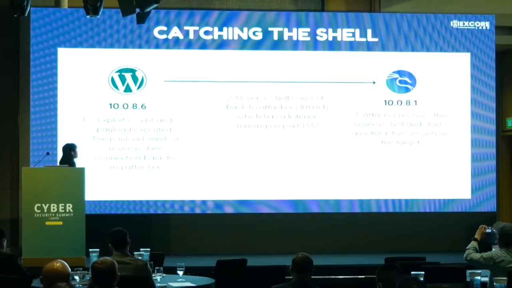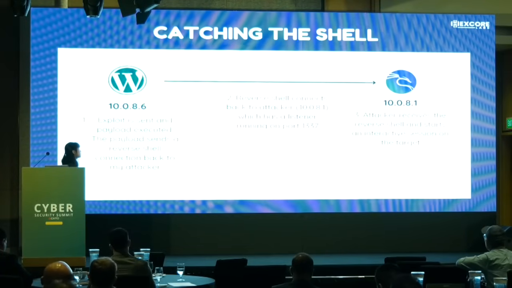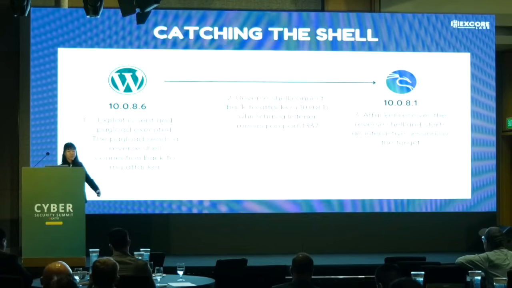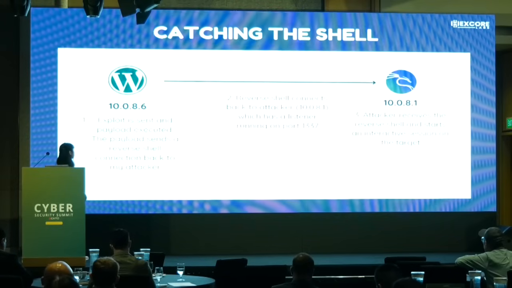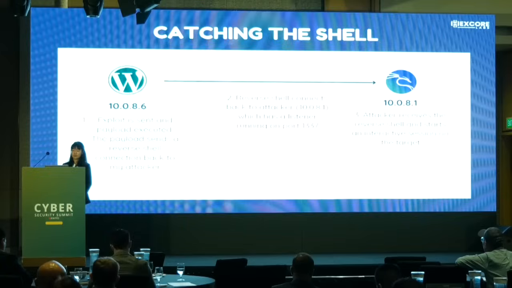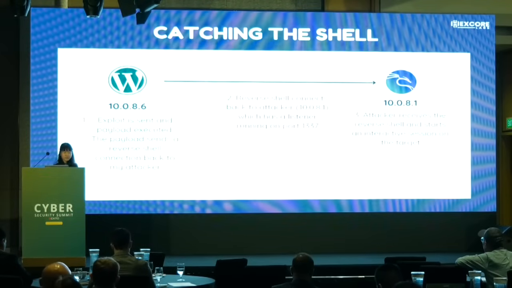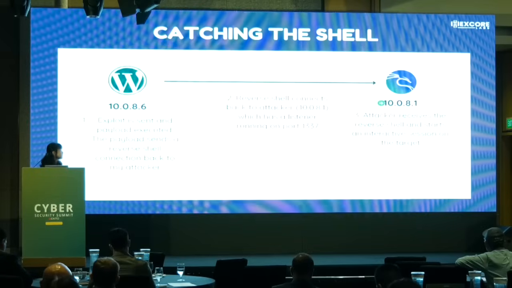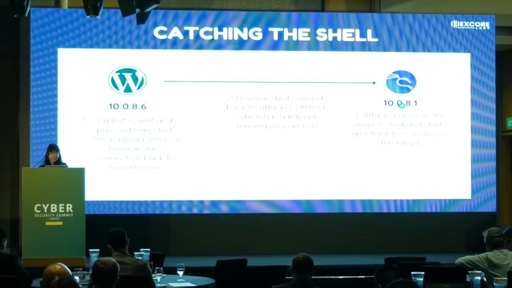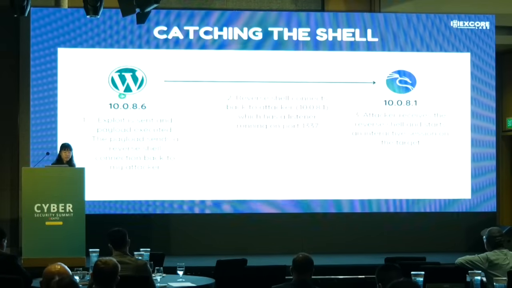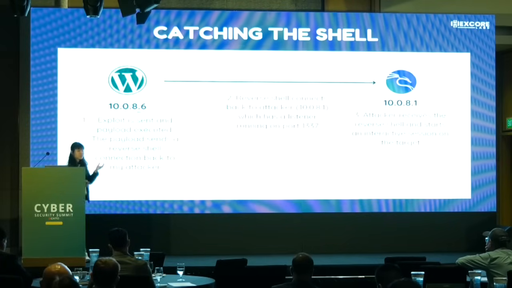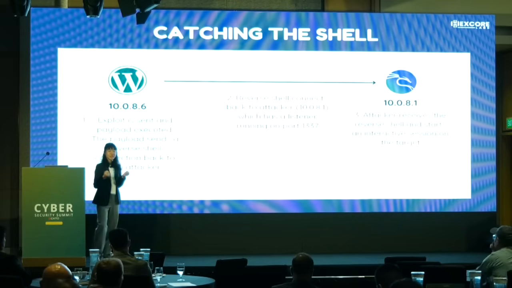Okay, so during the exploitation process, you heard me talking about something like a reverse shell. So let me just briefly explain what happened here. Right, so I have my target on 10.0.8.6. Right, this is the WordPress target. And then I have my Kali on 10.0.8.1. So what happened here is that you can think of an exploit as a missile launcher, right? And your payload as a missile.